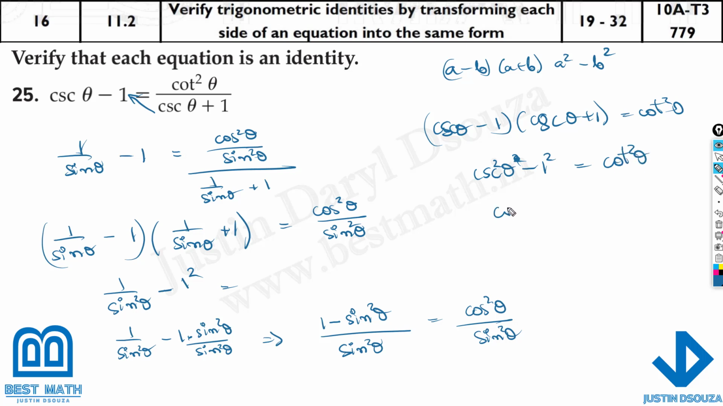And what is cosecant squared theta minus 1? If you remember from Pythagorean identity, cot squared theta plus 1 is cosecant squared. So if we take minus 1 to the other side, this is going to be cot squared. Because cosecant squared theta minus 1 is actually cot squared itself. So cot squared theta equals cot squared theta.